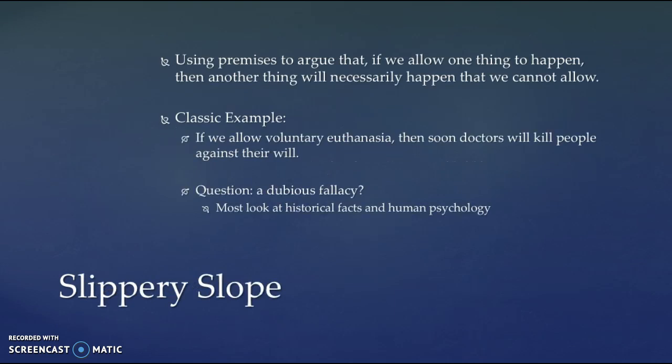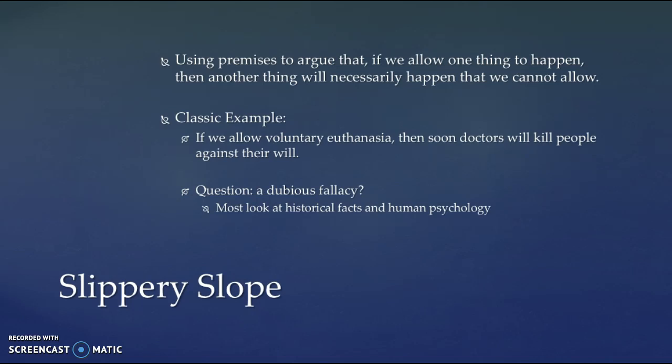The slippery slope argument uses premises to argue that if we allow one thing to happen, then another thing will necessarily happen that we cannot allow. The classic example here is that if we allow voluntary euthanasia, then soon doctors will kill people against their will. It's the idea that if we start at the top of a hill with voluntary euthanasia, we will end up sliding down that hill, sliding down the slope until we're just killing people against their wills.